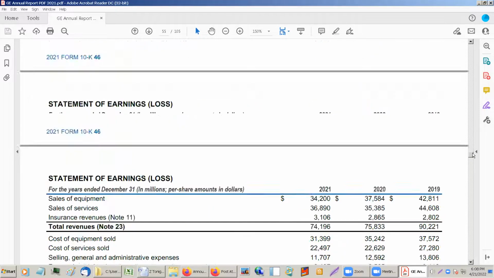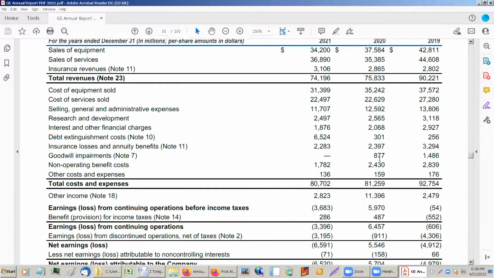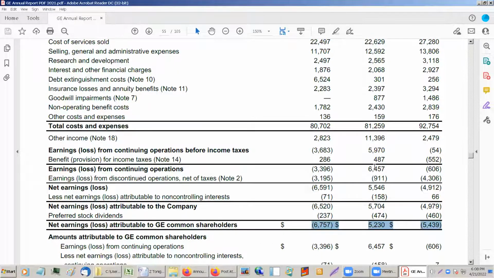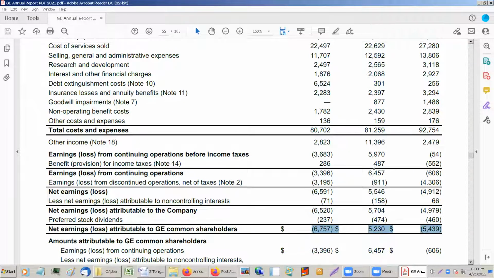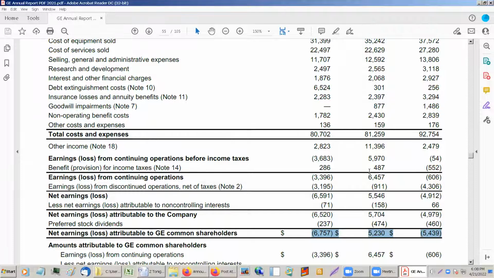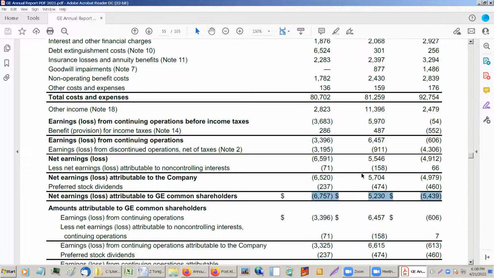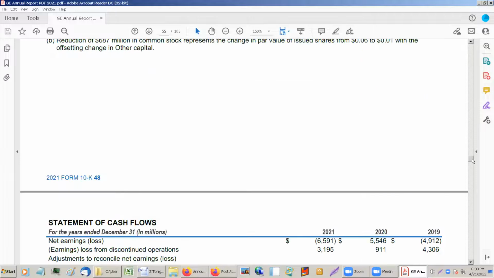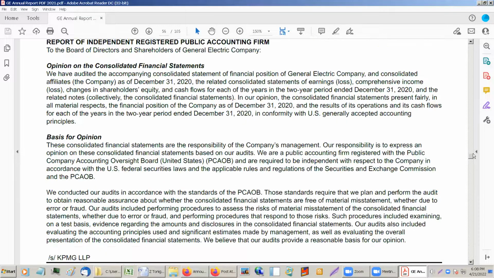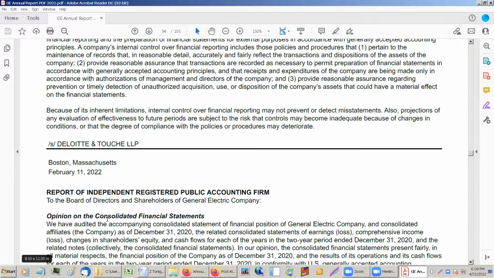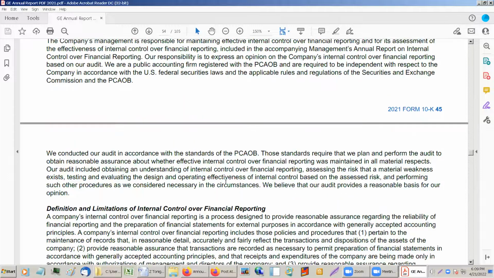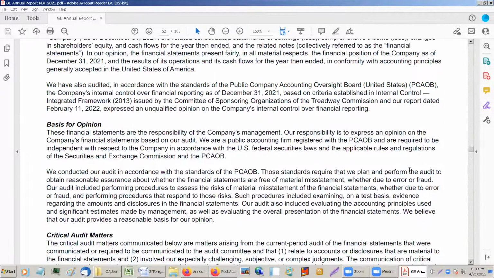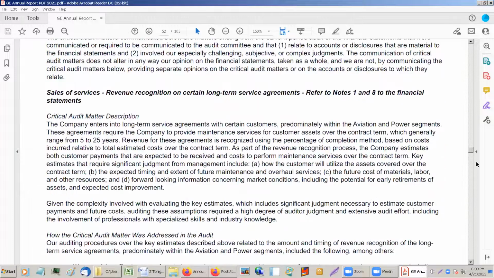What are the dates on here? So in 2019, they had a $5 billion loss. Last year, they had a $5 billion gain in income, and this year they have a $6 billion loss. So anyway, these are the financial statements, and that's the whole point of getting your CPA license, so that you can sign off on these audit reports.